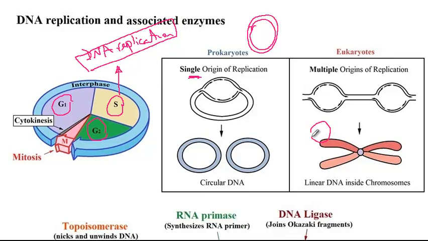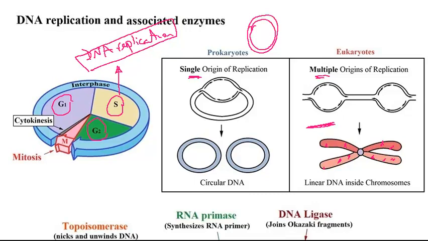Eukaryotes, on the other hand, have a straight DNA. It doesn't come as a loop. It's just a straight DNA. And so therefore they have multiple origins of replication, because if they wanted to start on one point and wait until it goes all the way to the end, it would take forever. So therefore eukaryotes have multiple origins of replication, from which points the DNA will unwind and then replication enzymes will start to replicate.